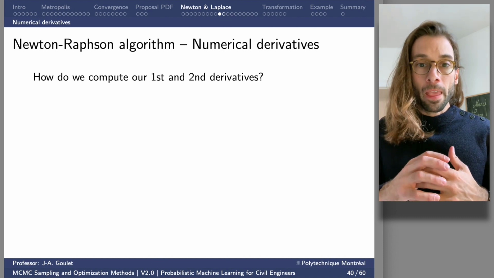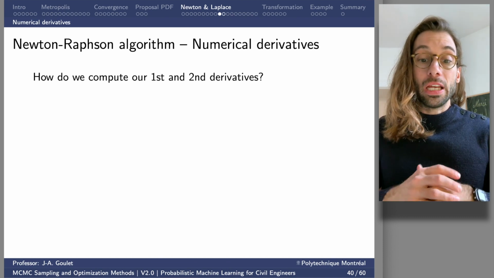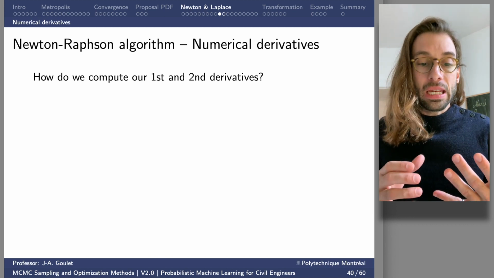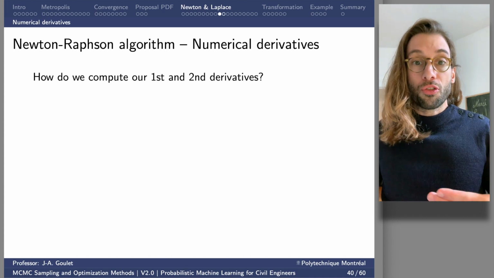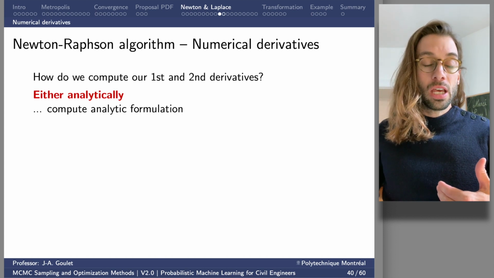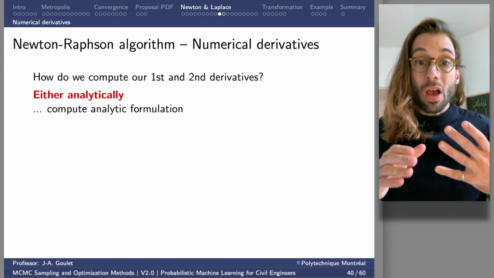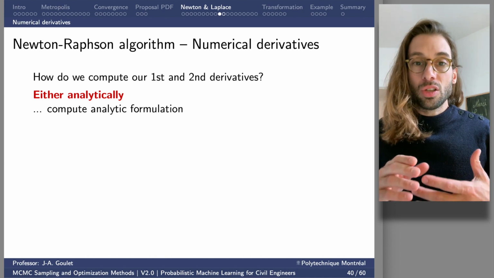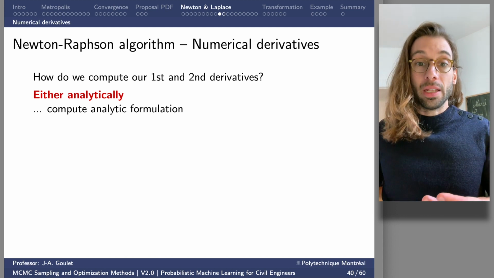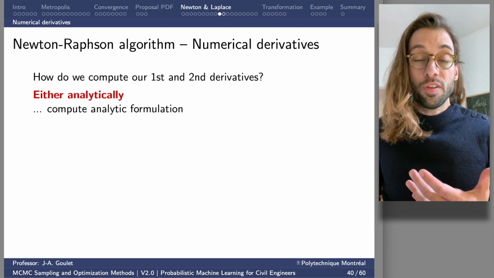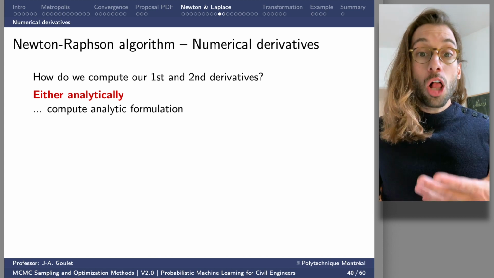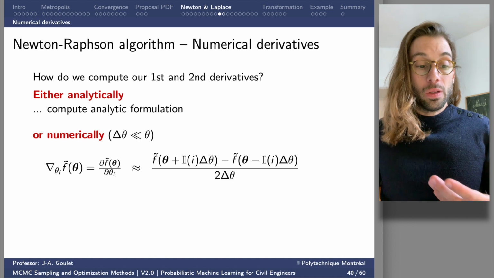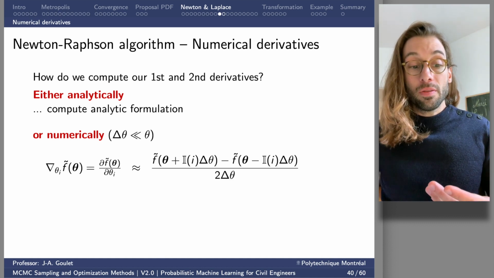Okay. One thing that I've overlooked by looking at all those steps is what about the derivatives? How do we obtain them? Okay, how do we compute those first order and second order derivatives? So the simpler solution, if you have access to them, is to calculate them analytically. This is what's going to be computationally the most efficient. Okay, but you don't always have access to the analytical formulation. It's not always convenient. So in those cases, you might calculate your derivative numerically.